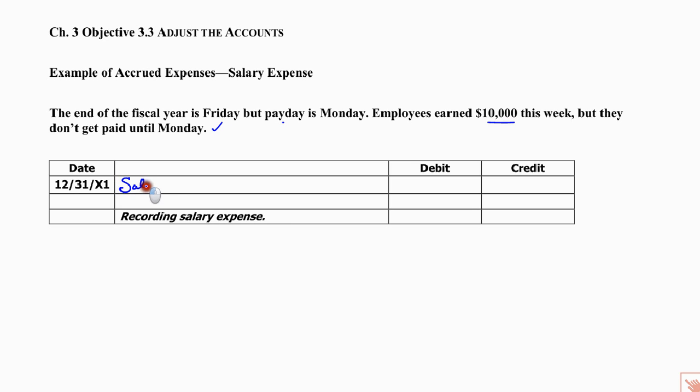All right, so it doesn't matter whether or not they got paid under accrual accounting. We're going to recognize the $10,000 as salary expense. And what are you going to do over here? Salary expense, if it's something you owe but have not yet paid, it's a liability. We're going to call it salary payable. And there you go.